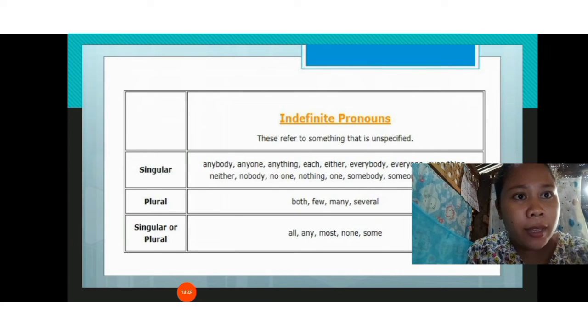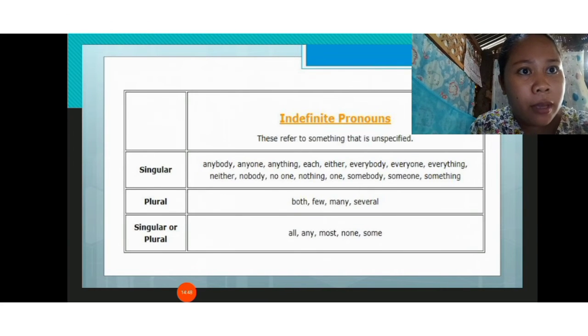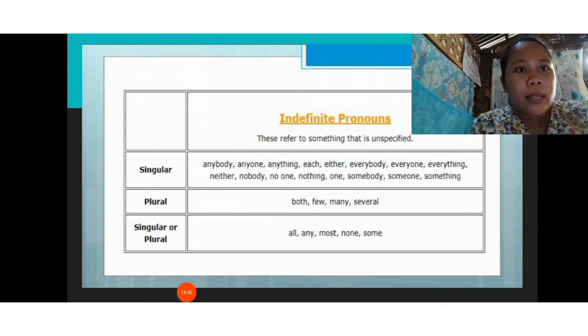Okay, we have here examples of indefinite pronouns. Indefinite pronouns refer to something that is unspecified. Singular, we have here anybody, anyone, anything, either, everybody, everyone, everything, and so on and so forth. For the plural, we have both, few, many, several. And we also have singular or plural, which depends on how it is used in the sentence. We have all, any, most, none, and some.